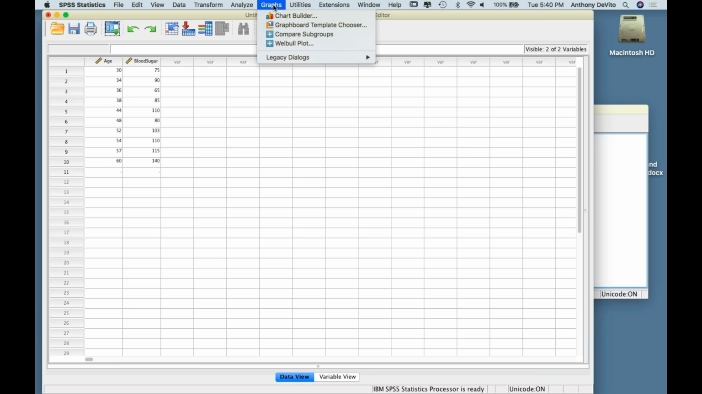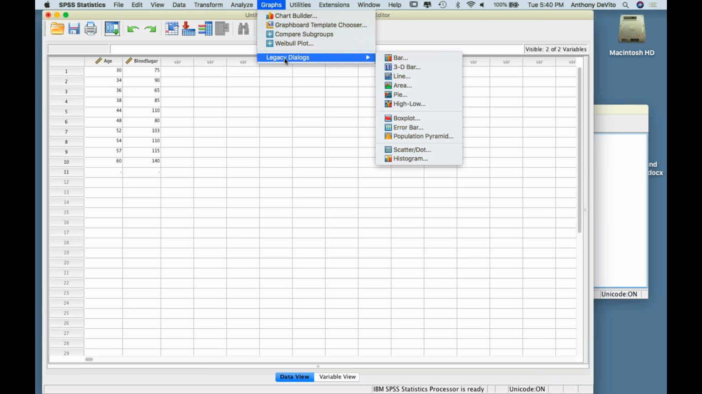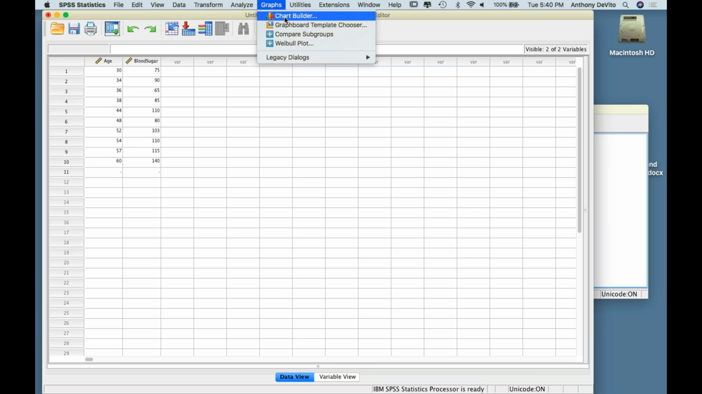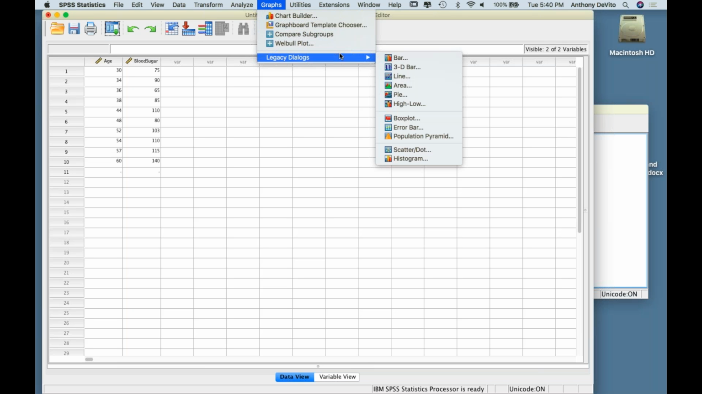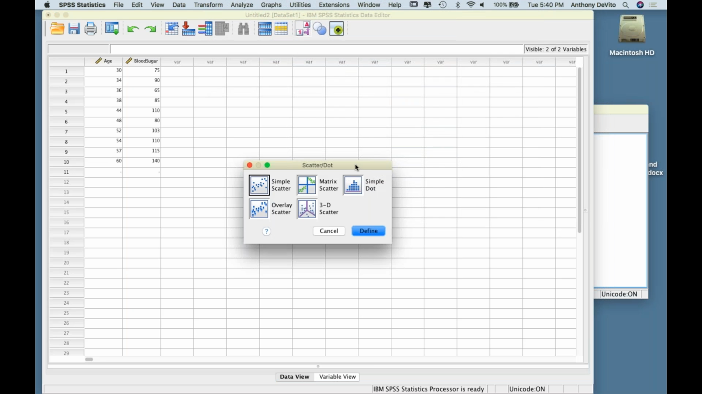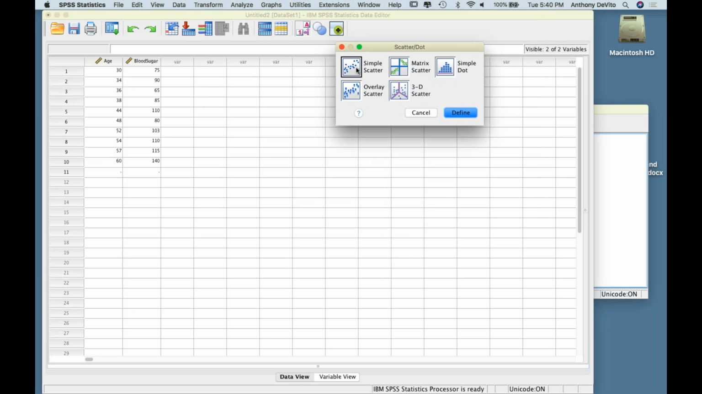I'm going to go up to graphs. I like to use legacy dialogs. There's also a chart builder. There's all sorts of aids and stuff like that, but I'm old. I'm in legacy, so I like using legacy. I go into scatter dot, and I want a simple scatter dot. Scatter dot is when you take each pair of points and put them on a graph as an XY coordinate, right? For each person, their age and their blood sugar are an X and a Y coordinate.